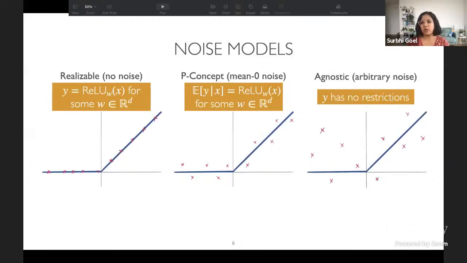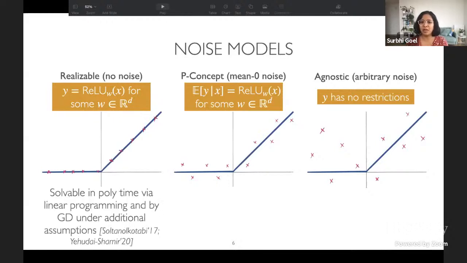And then the agnostic noise model is this arbitrary noise. You assume that Y has no restriction, it doesn't have to follow any form of a ReLU or something, but then your goal is to fit the best possible ReLU that you could fit on this data. And here you'll assume some basic restrictions on Y, being bounded probably, or having good tails, just to make this problem doable.